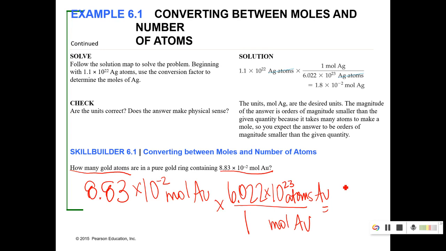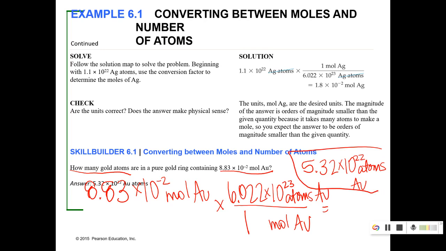All right, so this one has 3 significant figures. I get 5.32 times 10 to the 22 atoms of gold. Okay, please let me know if y'all have questions.